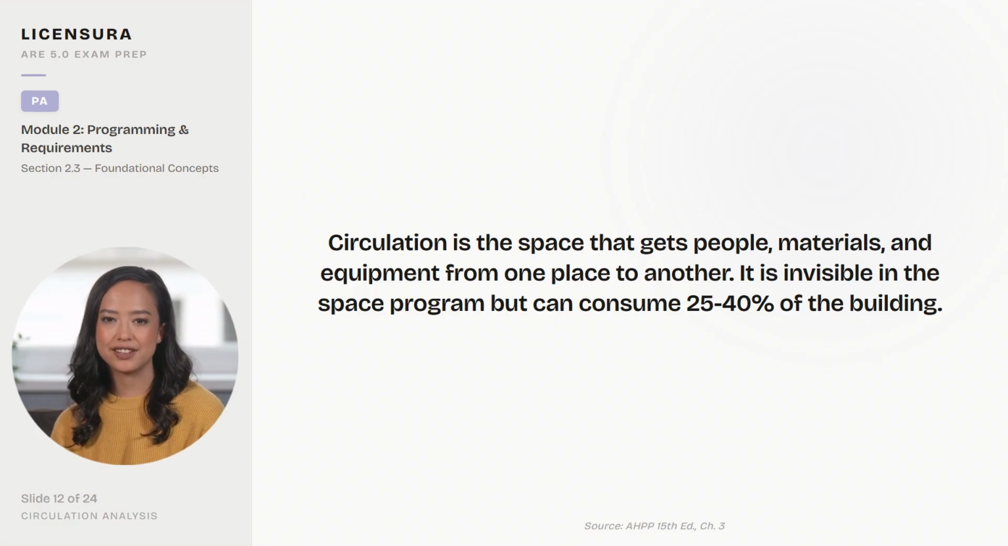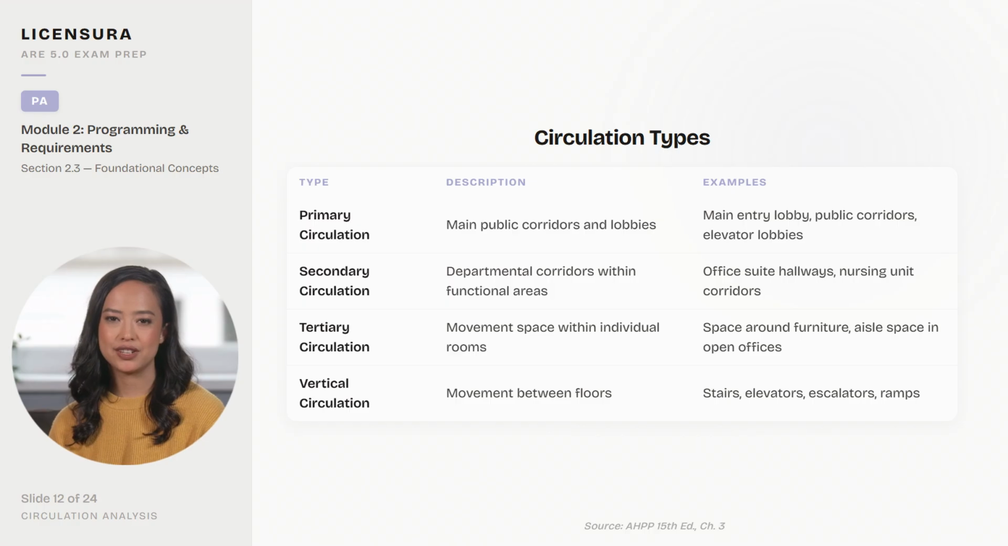Circulation is the space that gets people, materials, and equipment from one place to another. It is invisible in the space program, but can consume 25 to 40% of the building. Failing to account for it properly is one of the most common programming errors. The circulation types table defines 4 levels of movement space in a building.